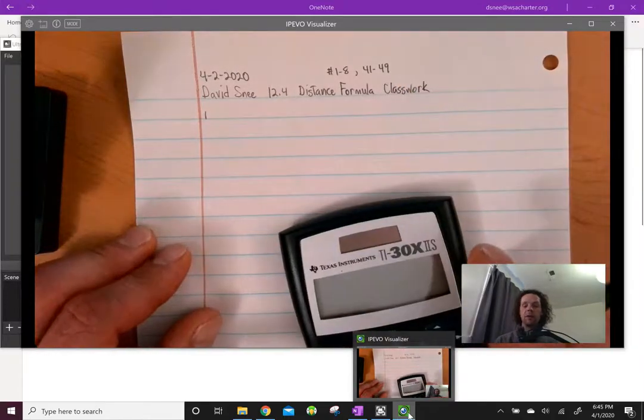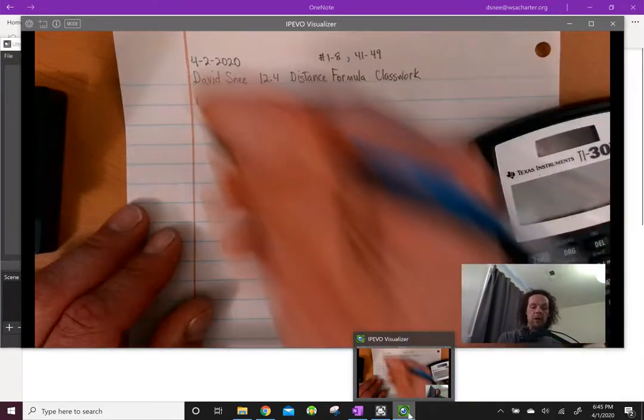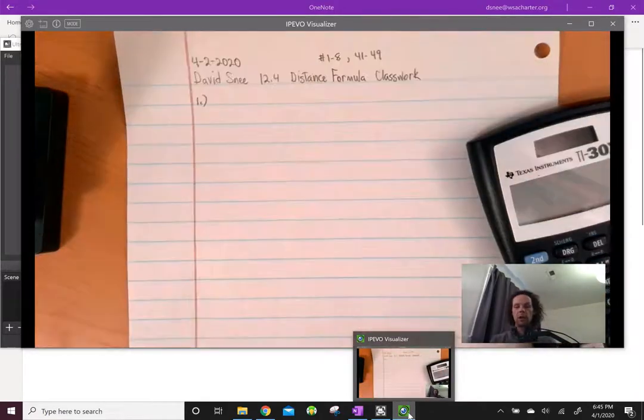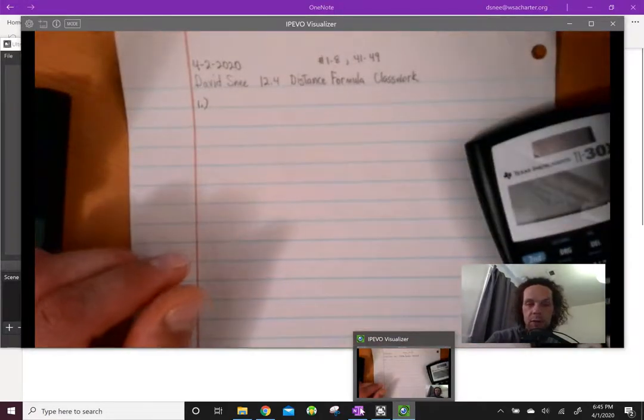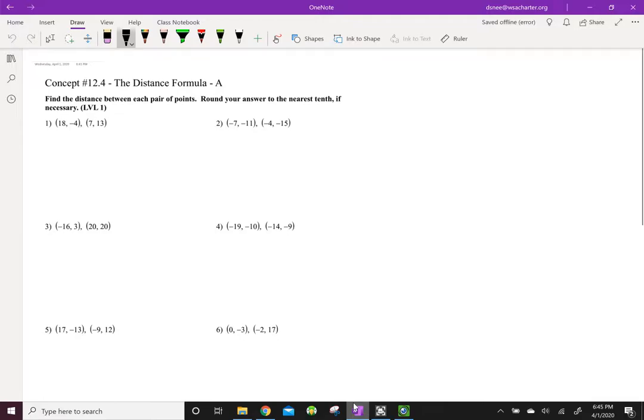Okay, I'm going to do a few with you and you're going to do the rest on your own. I'm going to work on my tablet. You're working on your paper. Let's see what we got here. All right, so I'm trying to find the distance between a pair of points. Round your answer to the nearest tenth if necessary.